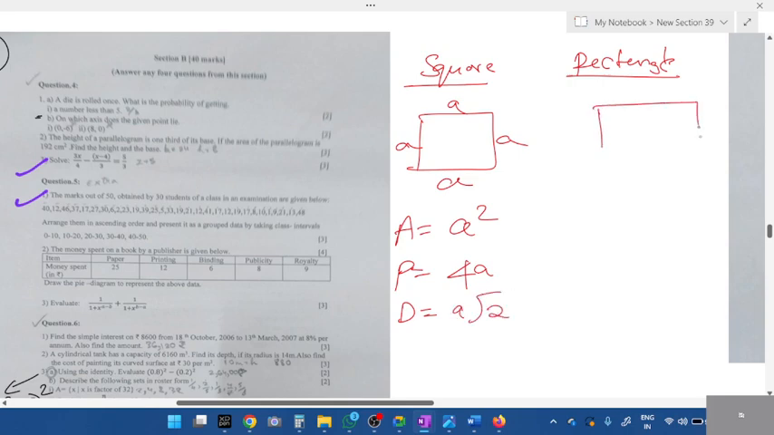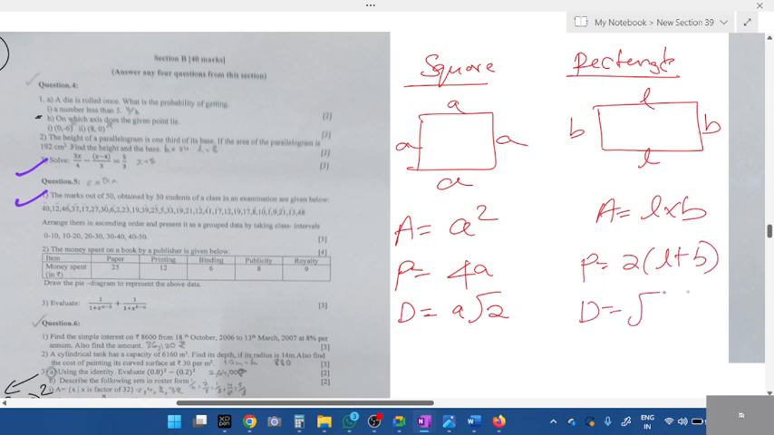For a rectangle, only opposite sides are equal. This is length and this is breadth. So area is equal to length into breadth. Perimeter is equal to 2 into (l plus b). And diagonal is equal to the square root of l square plus b square. First make a note of these two and I'll teach you the parallelogram.